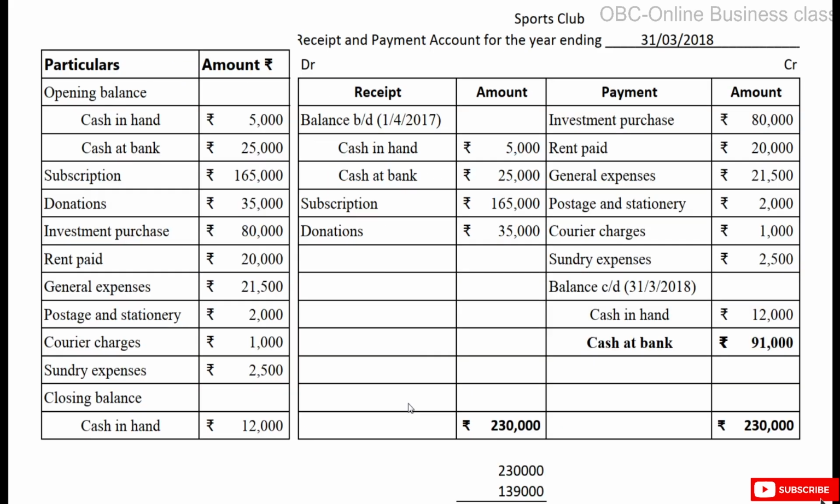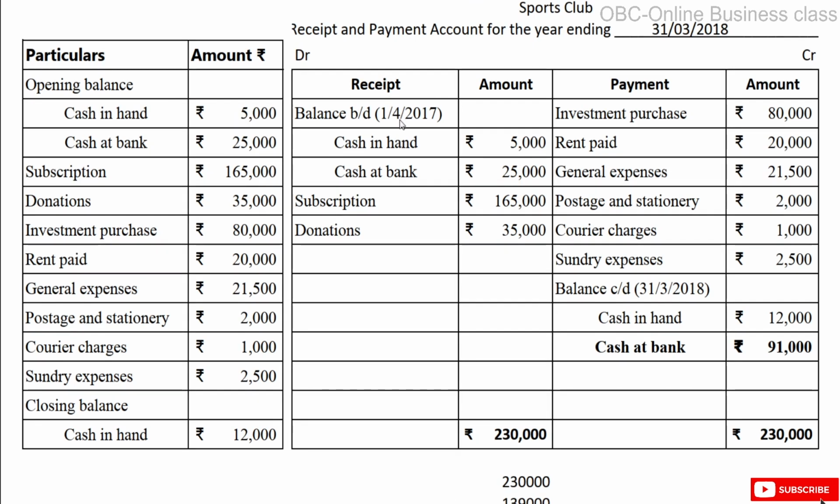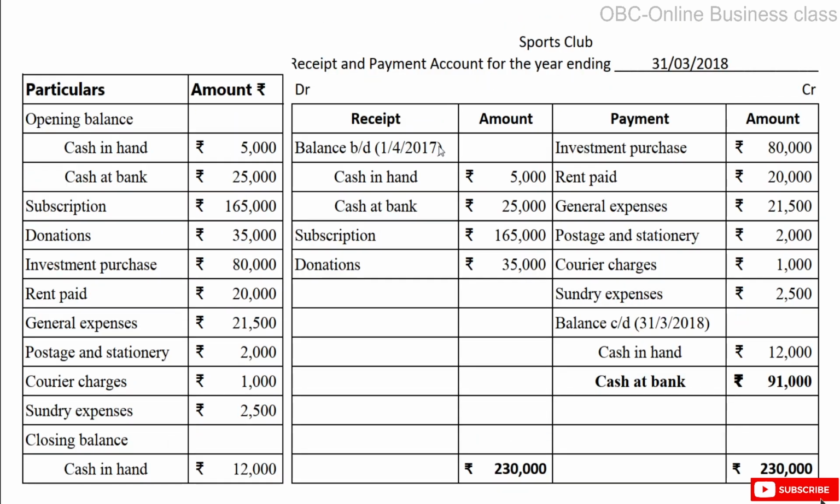For your convenience, we have pasted the question right next to the answer, so it will be very helpful when we are doing the sum. So starting with, first of all, we need to enter the name of accounts, that is Sports Club receipts and payment account for the year ending 31st/3/2018. Next is debtors, creditors. Make a column receipts amount, payment amount.